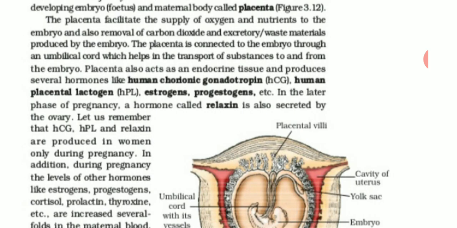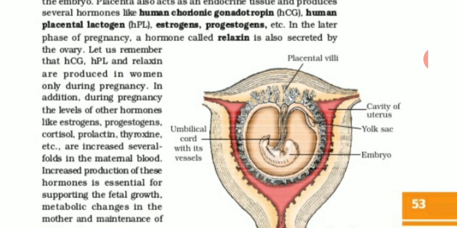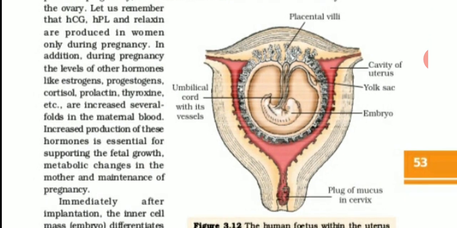Let us remember that HCG, HPL and relaxin are produced in women only during pregnancy. In addition, during pregnancy, the levels of other hormones like estrogen, progesterone, cortisol, prolactin, thyroxine, etc. are increased several folds in the maternal blood. So these three hormones, HCG, HPL and relaxin, are produced at the time of pregnancy only. Okay, not all the time, only in pregnancy.